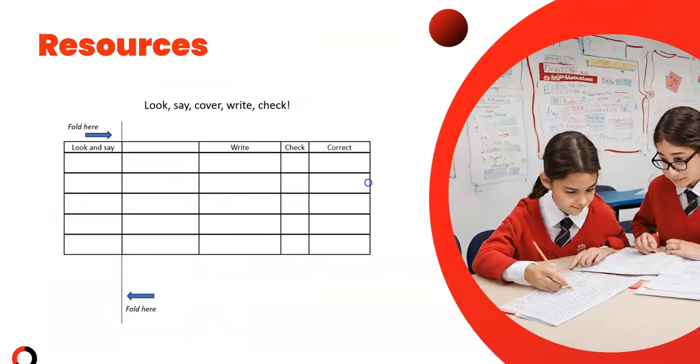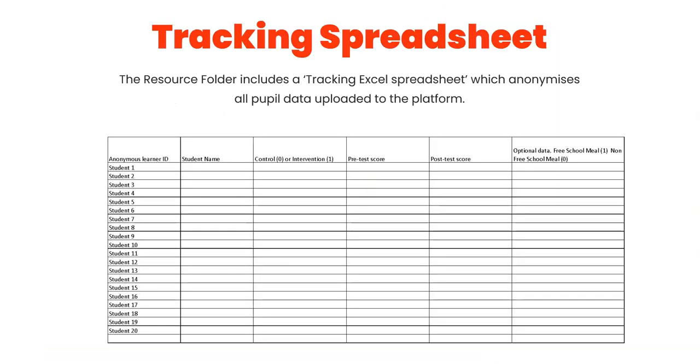In the resource folder, you will find a template. You will also find a one-page guidance document for creating the assessment, and then an FAQ. In the resource folder, we also include a tracking spreadsheet, which allows you to link an anonymized learner in your class to a learner on the platform.